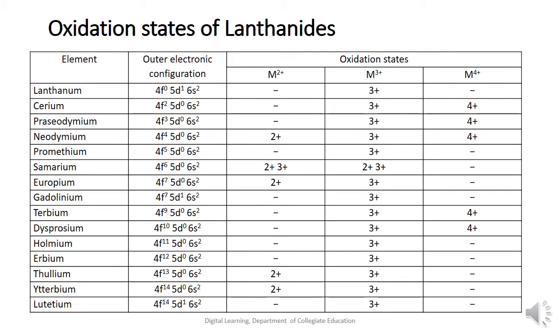Here are the common oxidation states which can be found in the lanthanides. From this table, we can observe that the lanthanides exhibit a common oxidation state of +3. +2 and +4 oxidation states are also possible, but they are found to be less common than the +3 oxidation state. Therefore, we can conclude that the most common and the most stable oxidation state of lanthanides is +3.